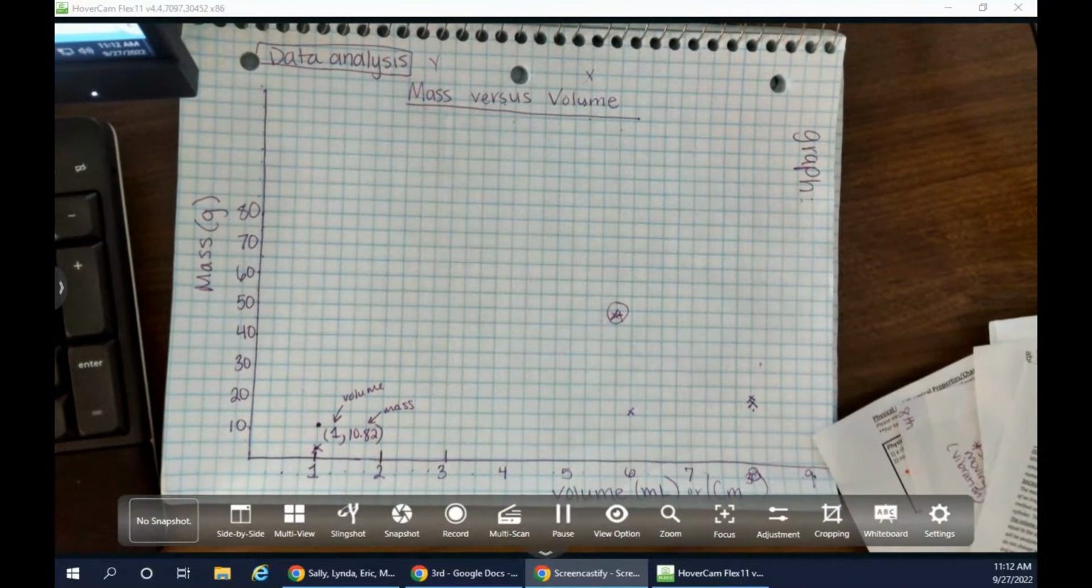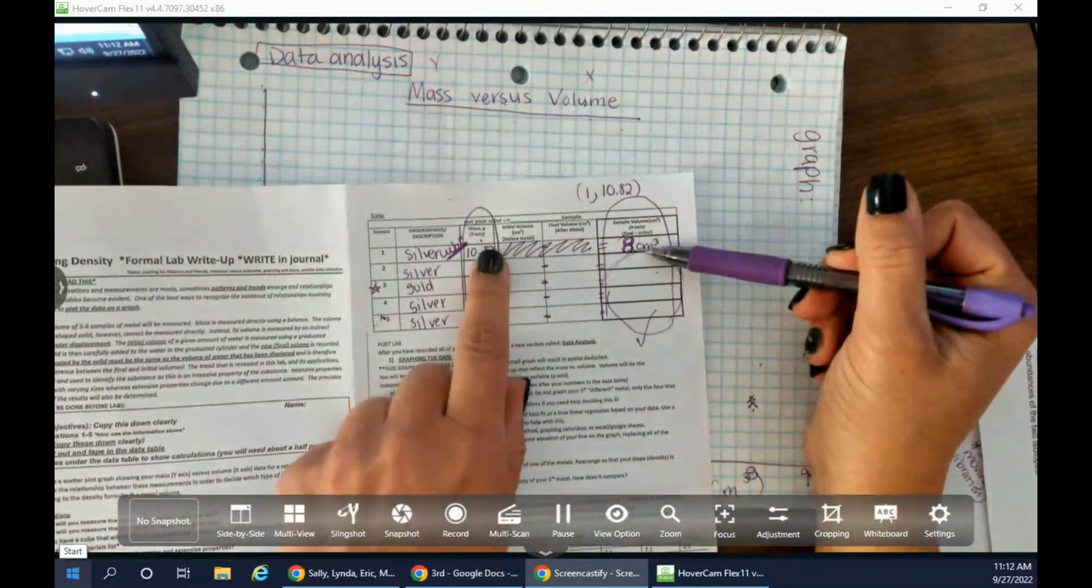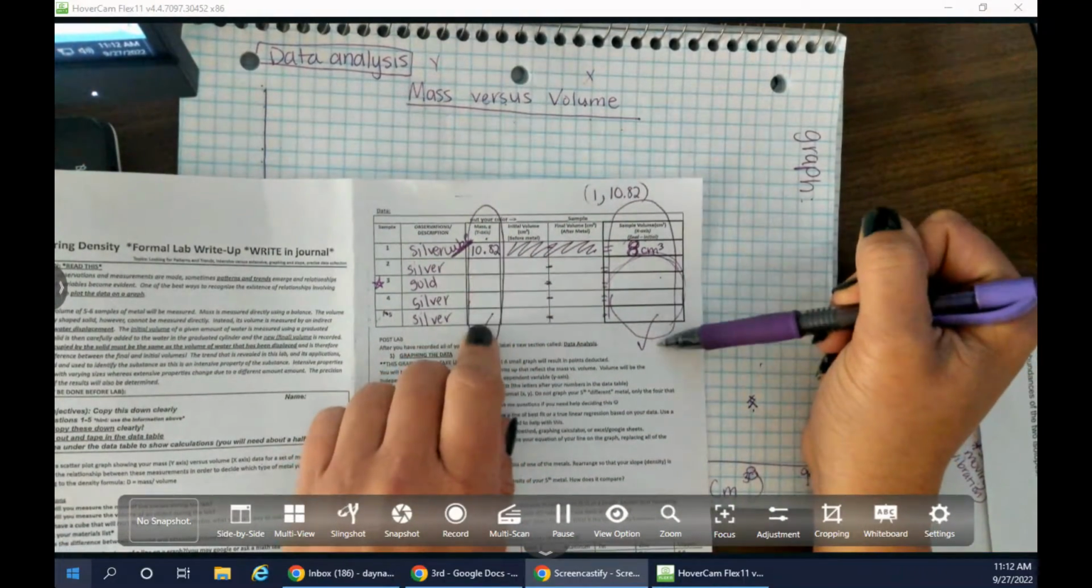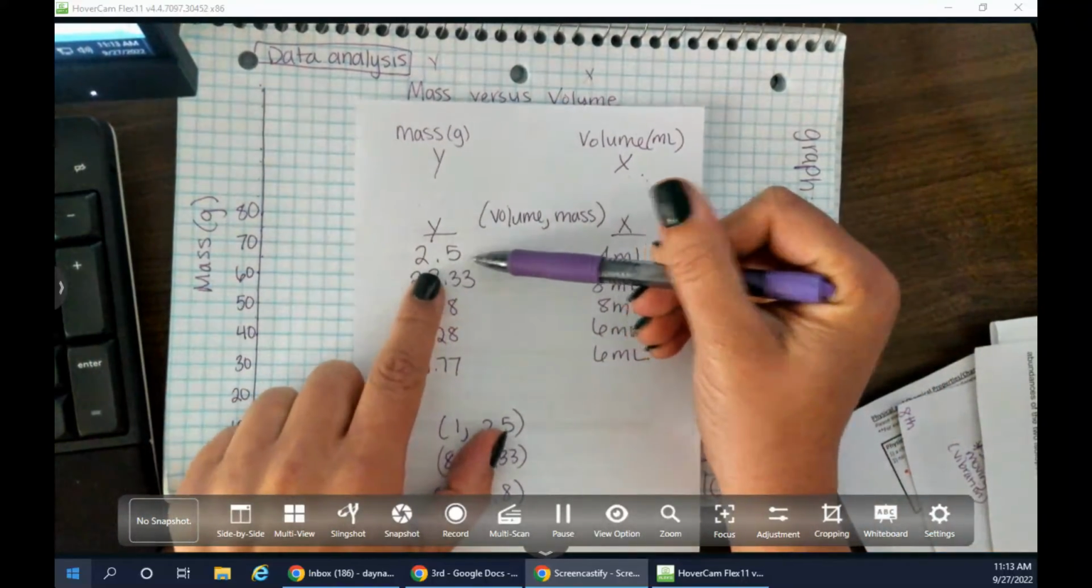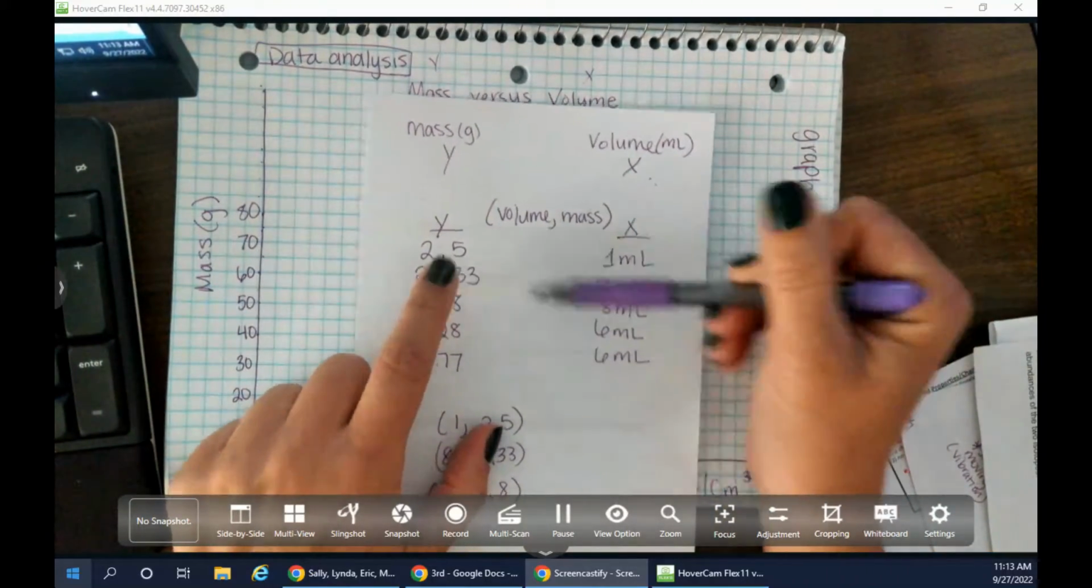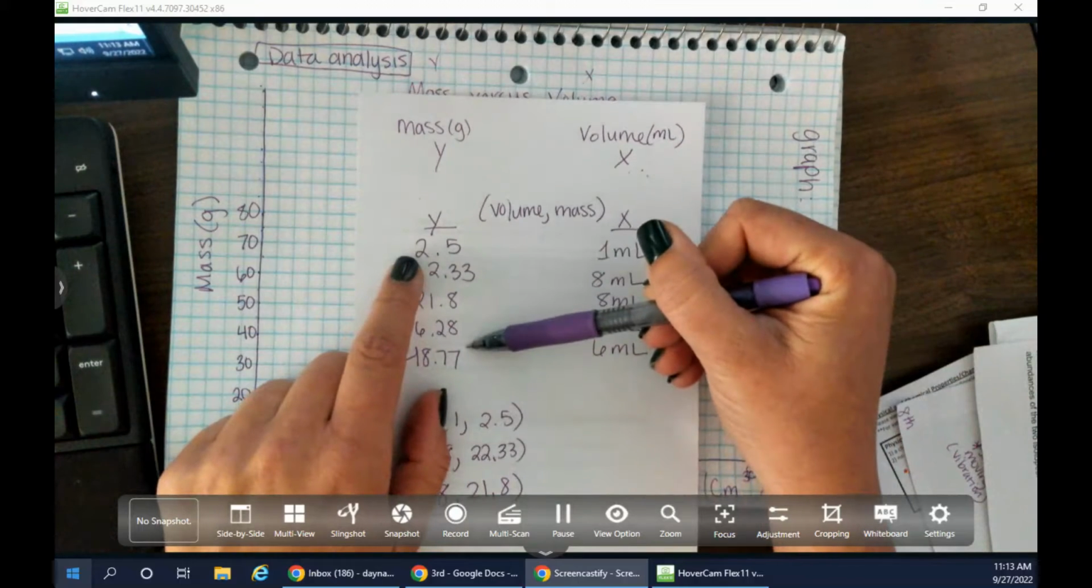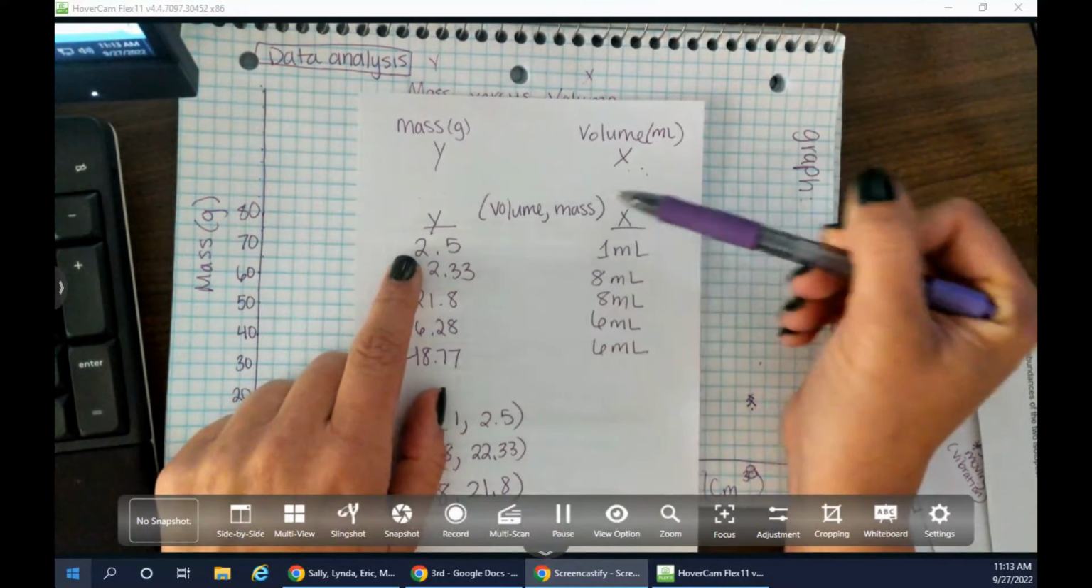Okay, so one more time. Just make sure we're all on the same page. You guys just graphed in these two columns, right? So I gave you those. You put together data points on your graph. So remember, your mass was your Y value.